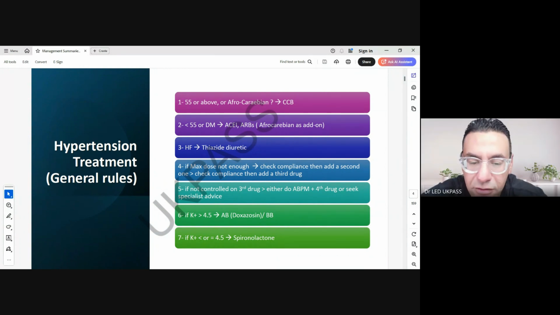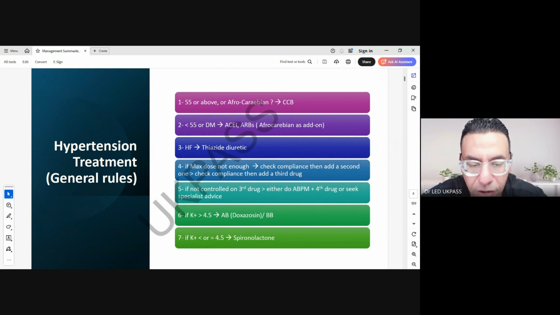If a maximum dose is not tolerated, always check compliance. We need to make sure the patient is actually taking medication as it should be, and is not missing doses of their medication. If the maximum dose is not enough, move on into the next step. So don't add another medication until you have exhausted your current one.